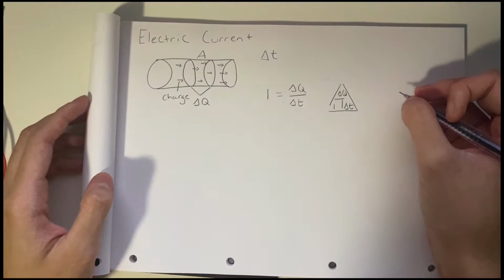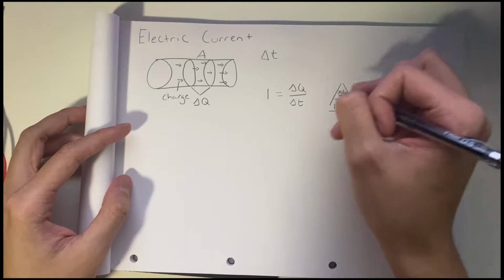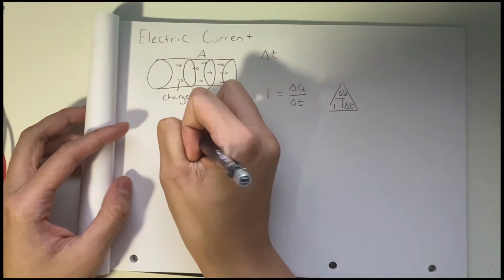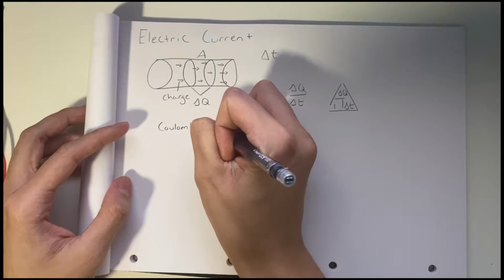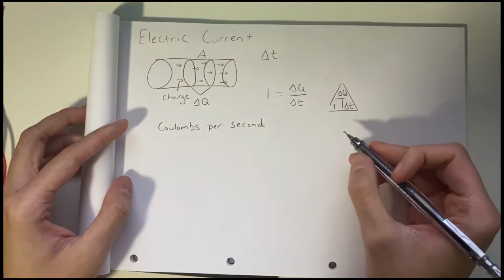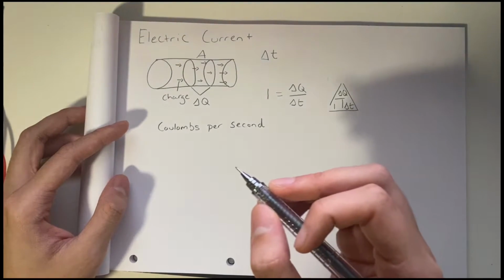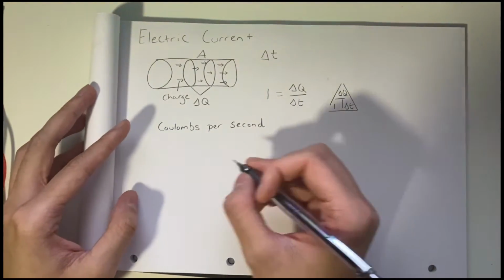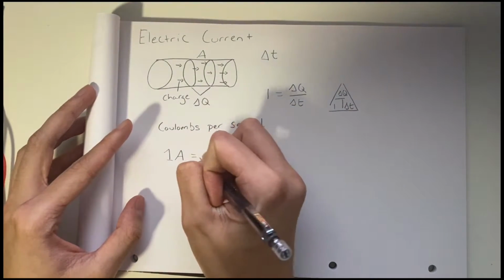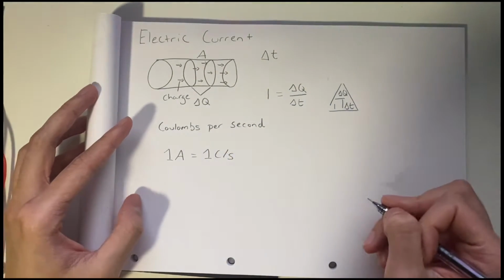What's the unit of current, you might ask? Well, to answer that, it is coulombs per second. However, the SI unit of current is the ampere. So these are the same. Do not get confused. So 1 ampere equals 1 coulomb per second.